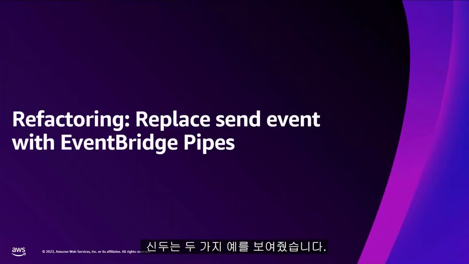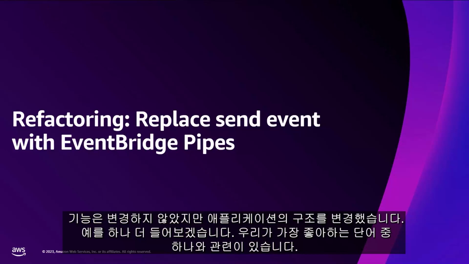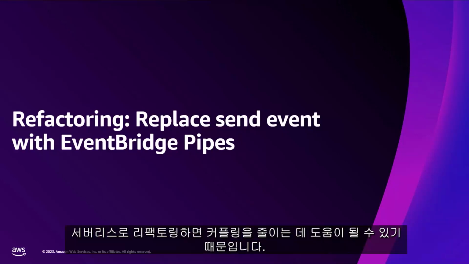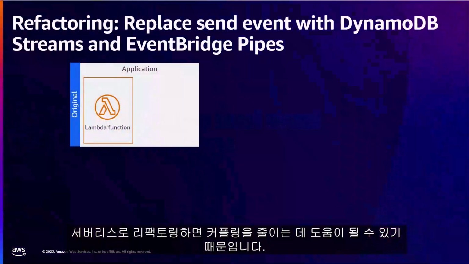Yeah, so Sindhu showed 2 examples, right? We didn't change any functionality, but we changed the structure of the application. So I have one more example, and that has to do with one of our favorite words when we talk about distributed systems, and that's the word coupling. Because refactoring to serverless can also help us reduce coupling.